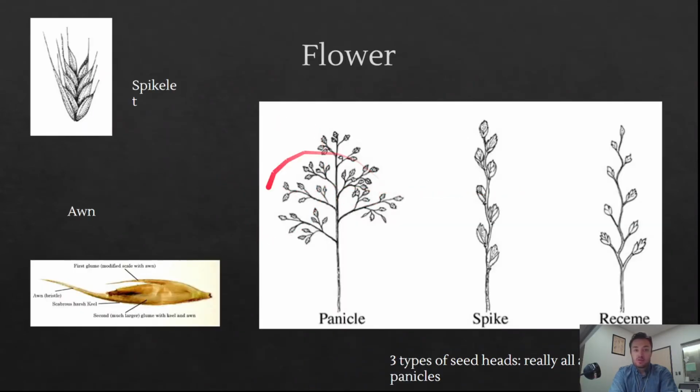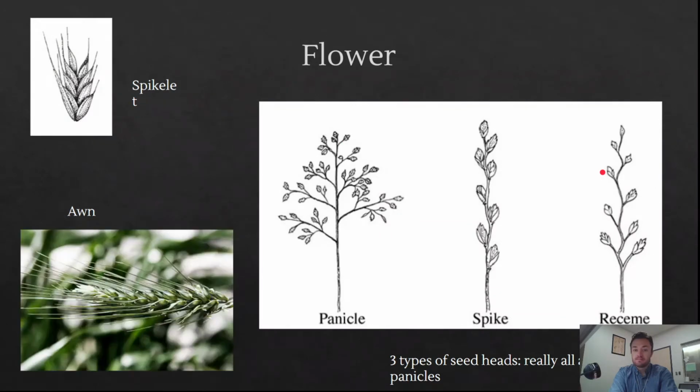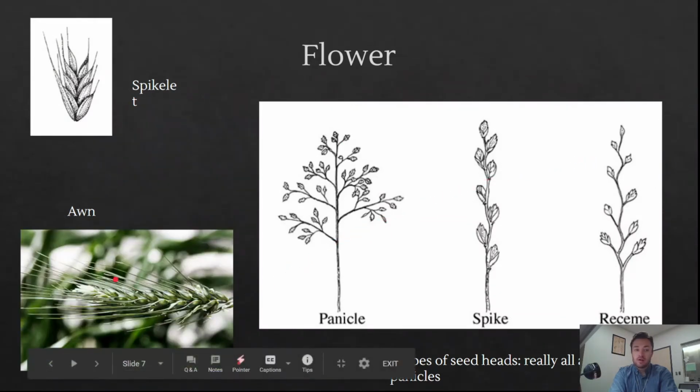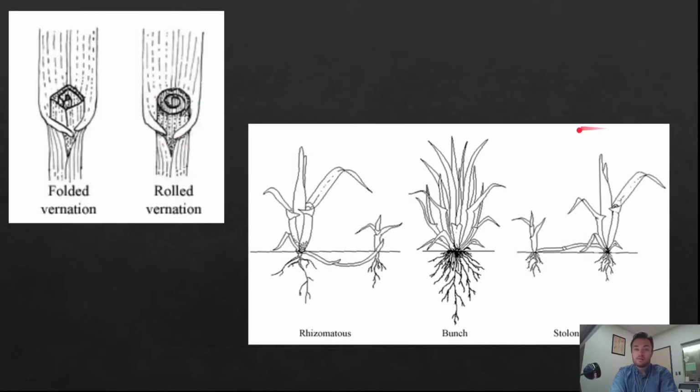So the flower, you can get three main varieties of flowers here. They're made up of arrangements of these little spikelets. Spikelets are these collections of seeds here, and they've got these long projections called awns, and they can be arranged as a panicle, a spike, or a raceme. Here's a picture of what those awns look like on a rye.